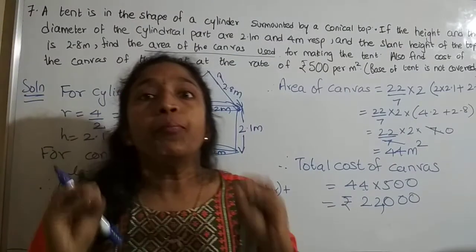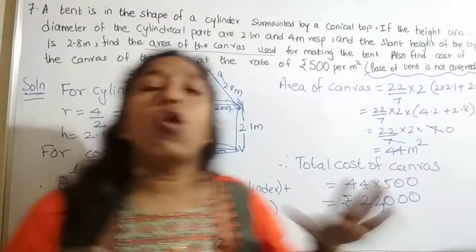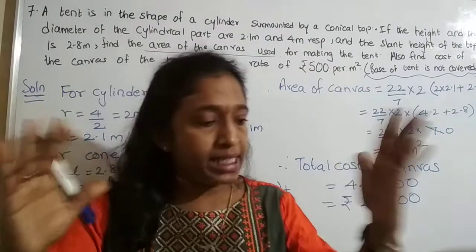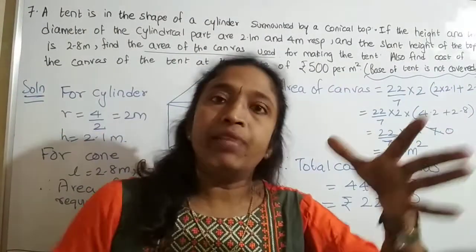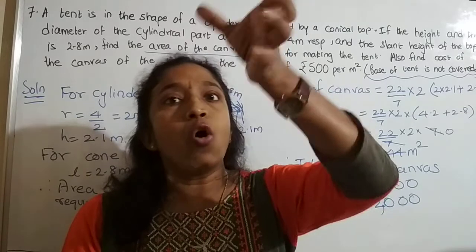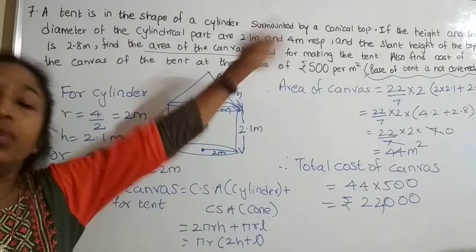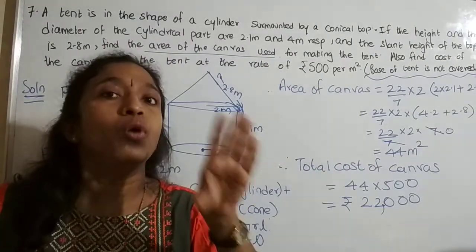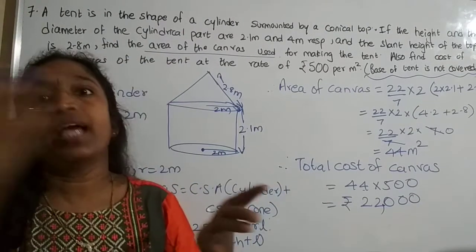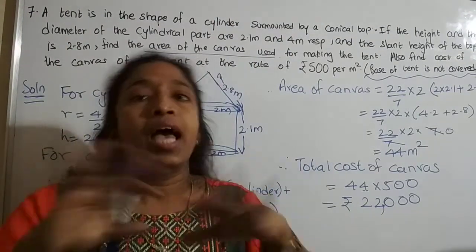Now the common mistake made by the students in this is that the base of the tent is not covered. This will not be given in the exam. Whenever your tent is a cylinder and a cone, the base is never covered. What is the usual mistake? Students take CSA of the cylinder, CSA of the cone, and they take πr square also, which we have not included. In the textual question they have written that the base of the tent is not covered. So you have to understand that when you consider the area of the canvas required for the tent, when it is a cylinder and a cone, you just have to consider the CSA of the cylinder and the CSA of the cone.